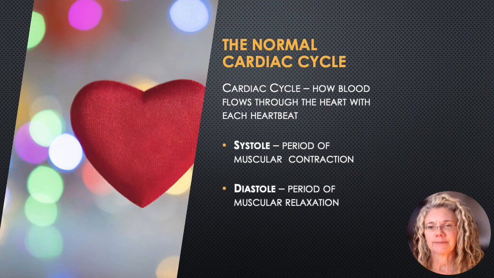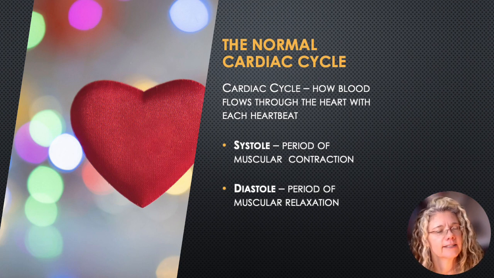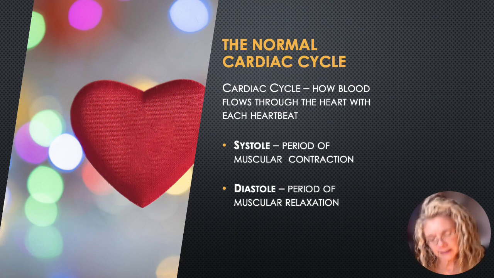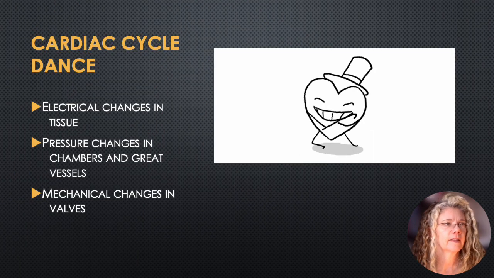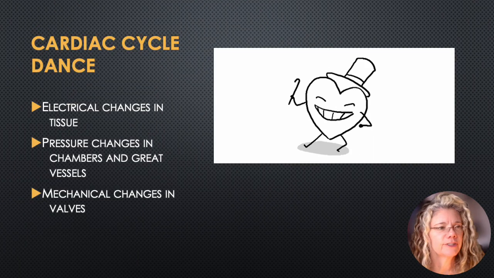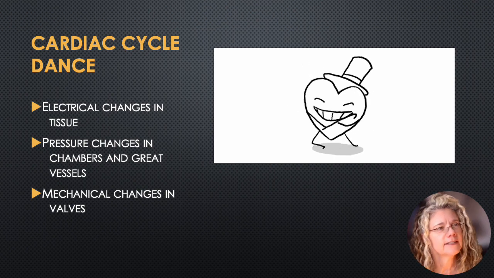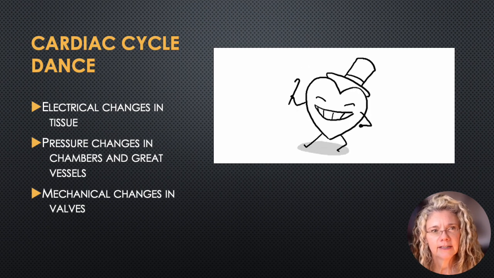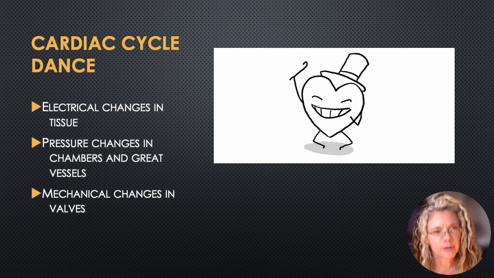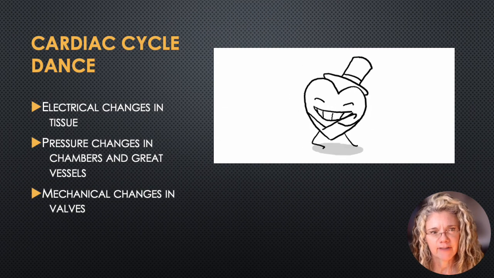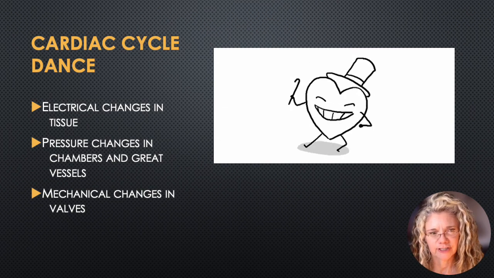So now let's put it all together. The normal cardiac cycle is how blood is going to flow through the heart with each heartbeat, right? Systole is a period of muscle contraction, and diastole is when the heart muscle relaxes and fills. And it's a beautiful, beautiful dance. Just like I said several slides ago, this is a dance of electrical changes in cardiac tissue that cause pressure changes in the chambers and the great vessels, which cause mechanical changes in the valves.